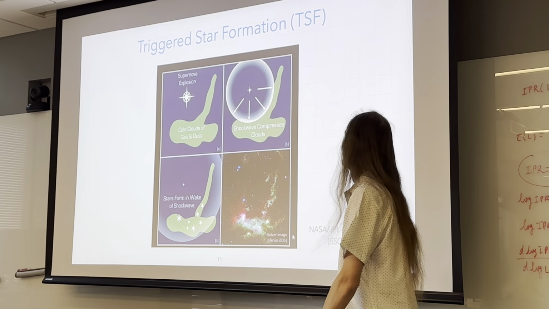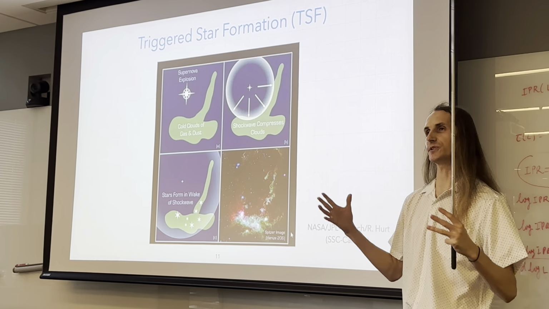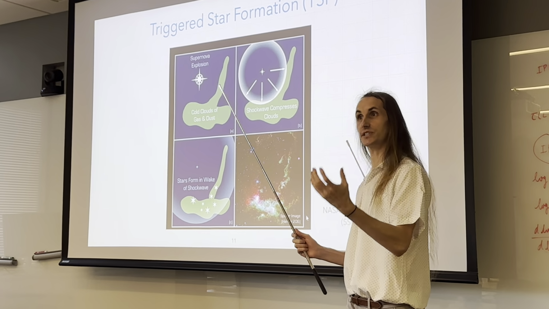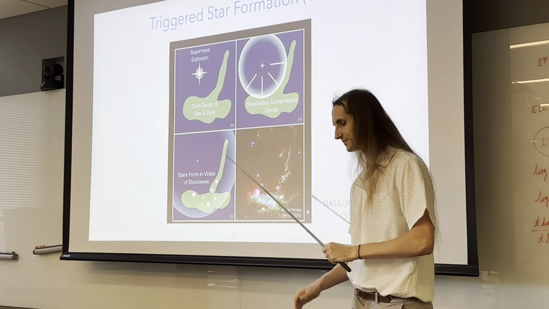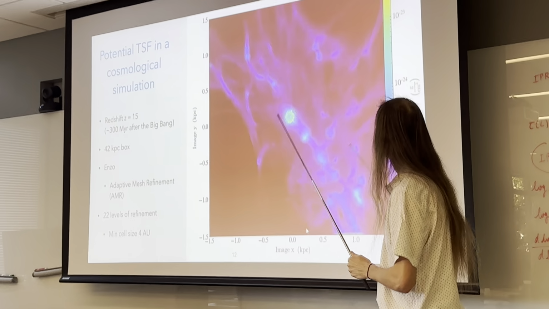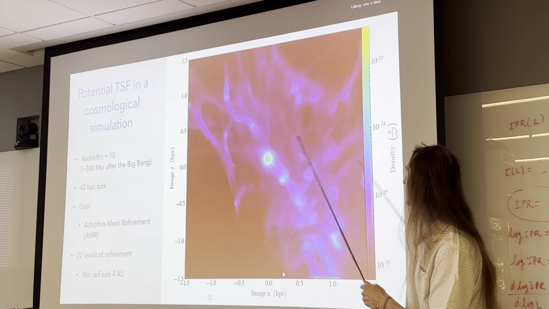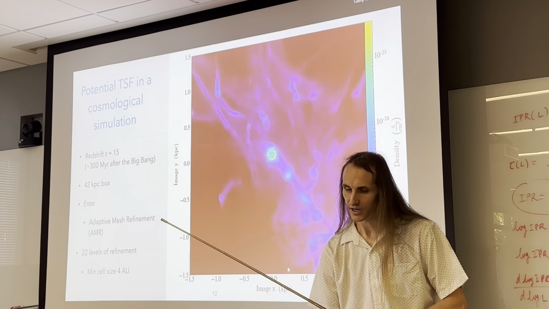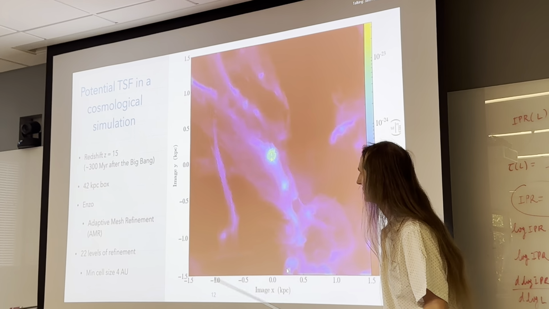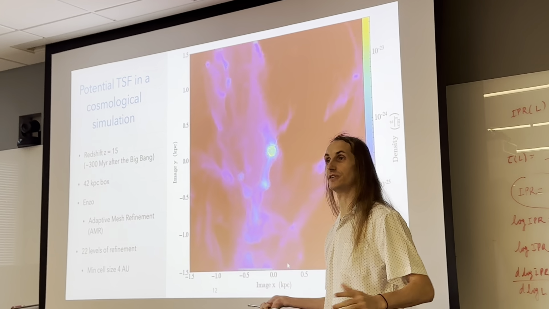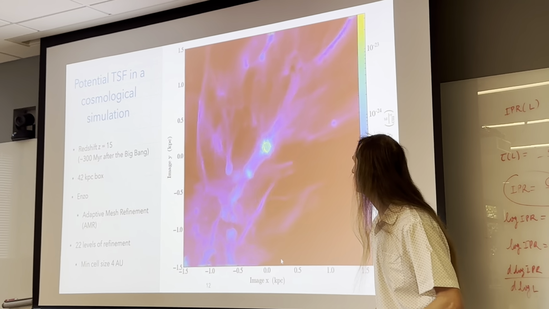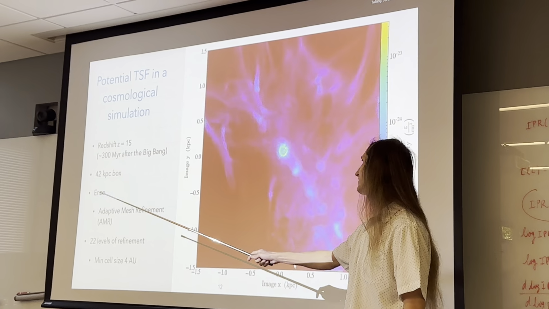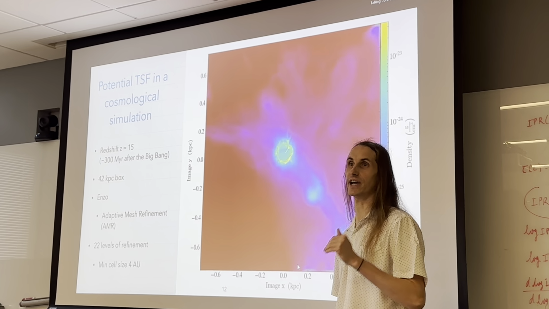So what is triggered star formation? This is when a shock wave from a supernova, when a star explodes, compresses a nearby cloud of gas, it becomes unstable and collapses to form new stars. So we actually observed this happen kind of naturally, or almost happen naturally in one of the cosmological simulations we were analyzing. This is a simulation that was run with Enzo, this hydrodynamics astrophysics simulation code that we use. It uses adaptive mesh refinement, and it has incredible resolution, 22 levels of refinement, where each level increases the resolution by a factor of 2.